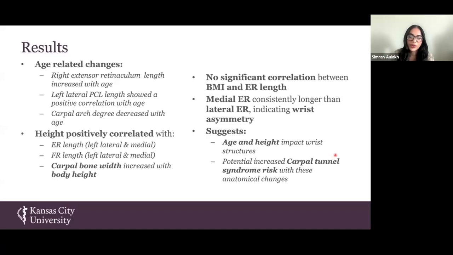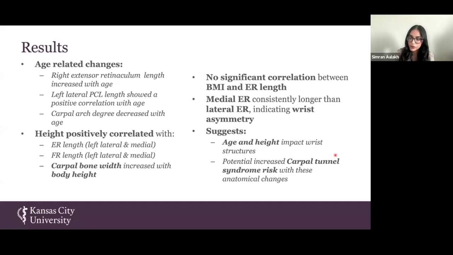So here is what we found. The right extensor retinaculum actually got longer with age, and the medial side was always longer than the lateral, which points to some built-in asymmetry in the wrist. We also saw that on the left side, the palmar-carpal ligament length on the lateral aspect had a positive correlation with age. And height showed up as a big factor as well.